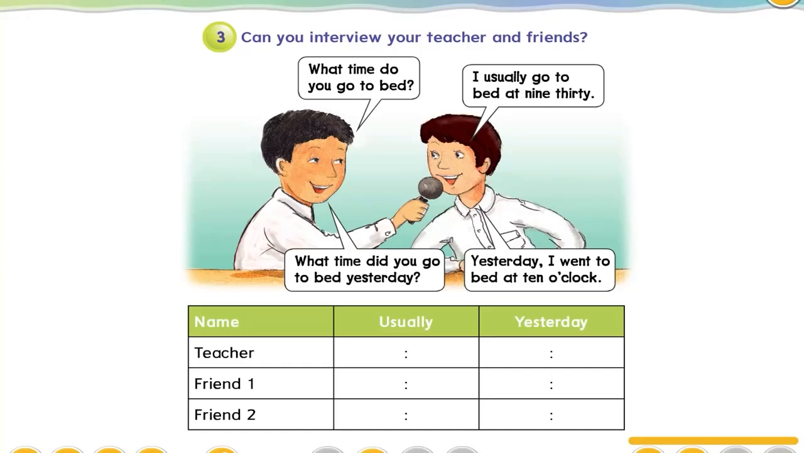What time do you go to bed? I usually go to bed at 11 o'clock. What time did you go to bed yesterday? Yesterday, I went to bed at 12 o'clock. Okay, good. Now, let's do it for real.